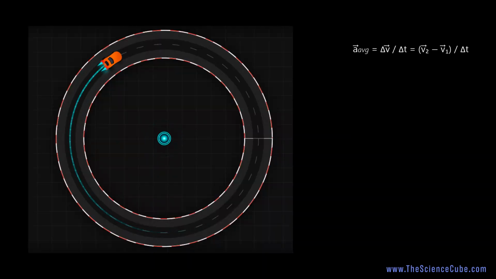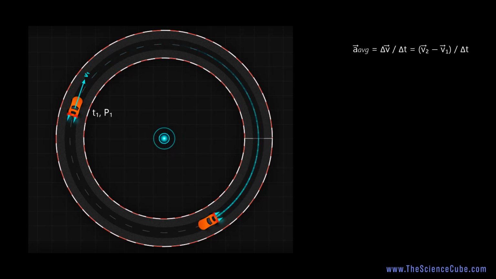Let us walk through a concrete example. A car is moving along a curved road. At time t1, it is at position p1 and velocity v1. A little later, at time t2, it is at position p2 and in a different direction with velocity v2. To find the average acceleration between p1 and p2, we need delta v, which is v2 minus v1.